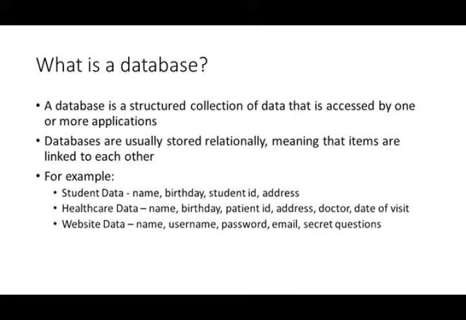For example, we have student data at the university. Student data includes a lot of different information. You would be shocked at how much information that we need to store in a student. So things like name, birthday, student ID, and address are probably commonplace among any other university out there. Healthcare data: name, birthday, patient ID, address, doctor, date of visit. That's probably also standardized across the healthcare industry.